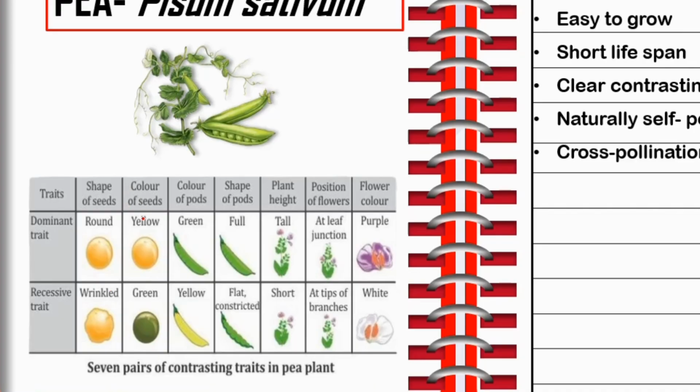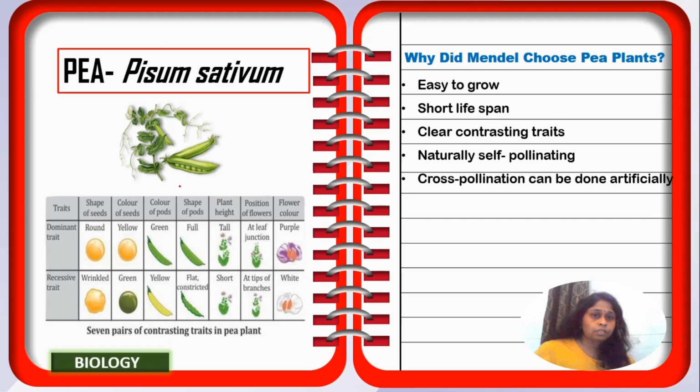Then color of the seeds, color of pods, shape of pods, plant height, position of flowers and flower color. So all these are the 7 pairs of contrasting traits that are seen in a pea plant. Students, this is very important for your board exam. You should study the contrasting traits in a pea plant. What are the 7?